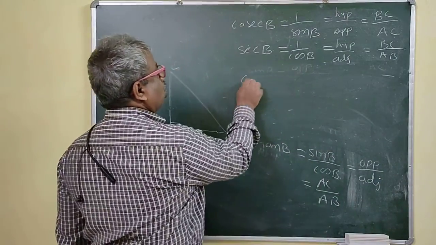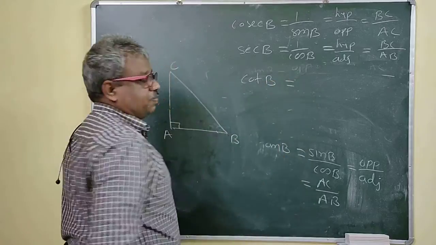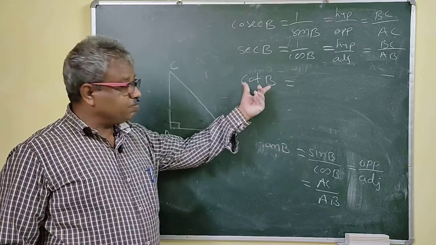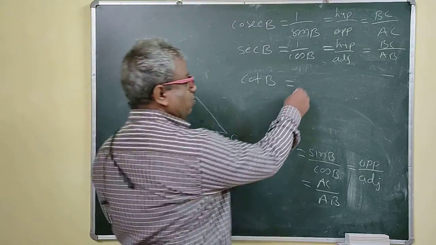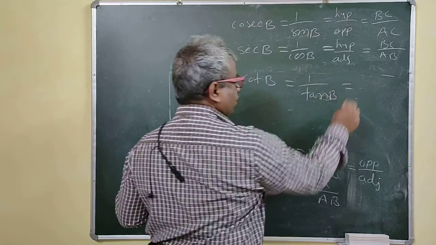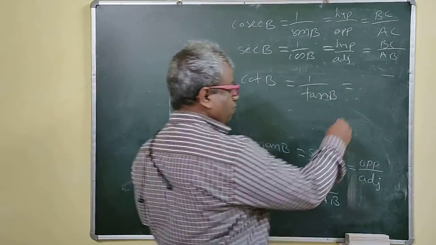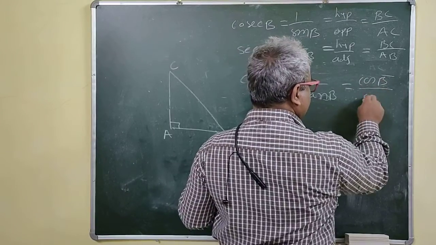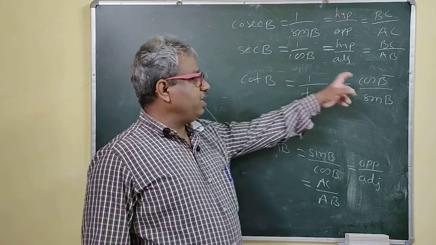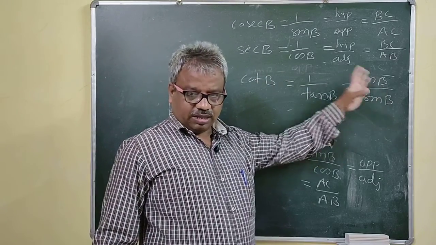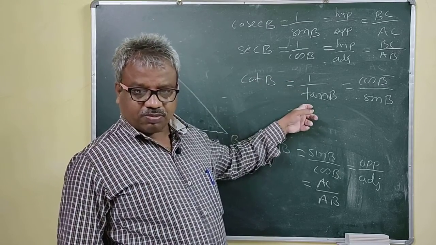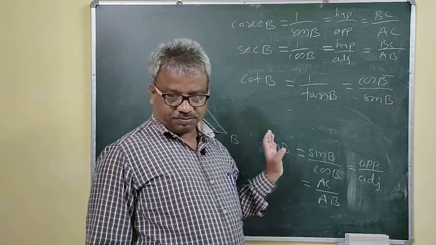Now the next one was cot B. So cot B means what? It is the reciprocal of tan B, right? And it is nothing but the ratio of cos B and sin B. So cos B upon sin B. This is the relation among cot B, cos and sin, right? And this is the relation between cot B and tan B. They are the reciprocal of each other. Therefore, their product is 1.